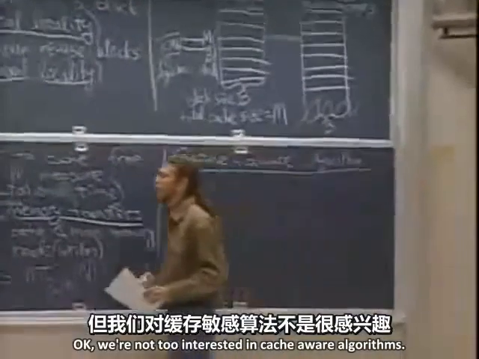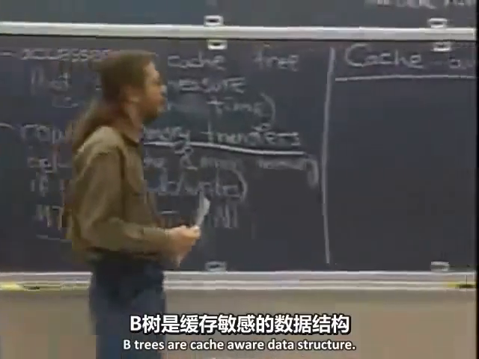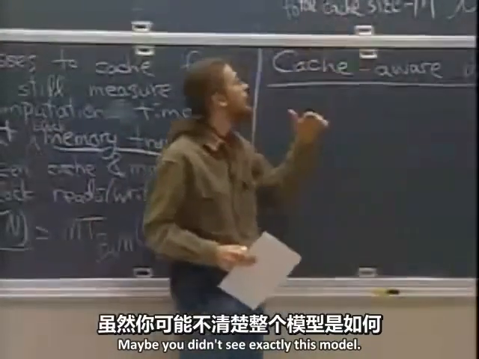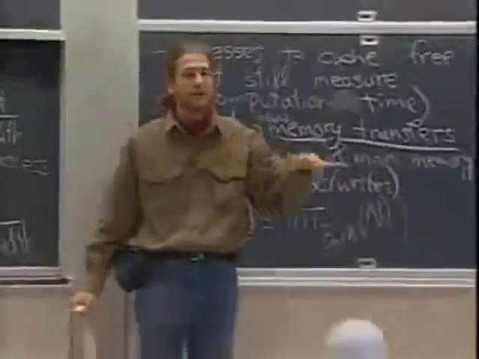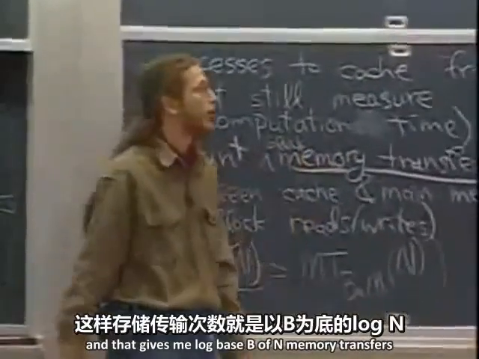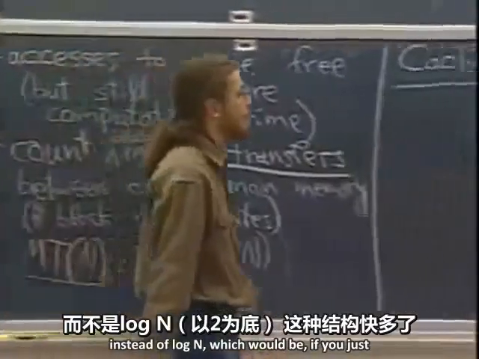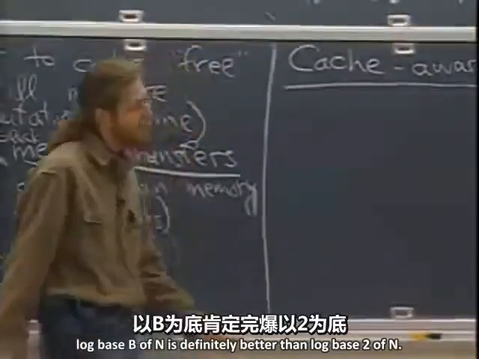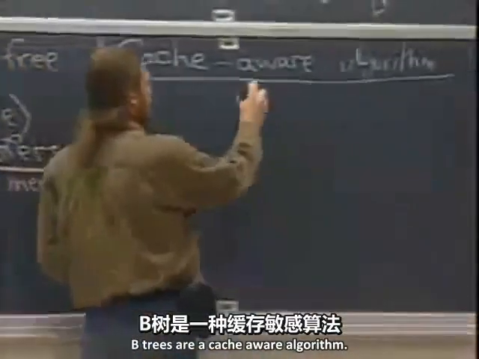Okay, we're not too interested in cache-aware algorithms. We've seen one, B-trees. B-trees are a cache-aware data structure. You assumed that there was some block size B underlying. Maybe you didn't see exactly this model. In particular, it didn't really matter how big the cache was, because you just wanted to know that when I read B items, I can use all of them as much as possible and figure out where I fit among those B items, and that gives me log base B of n memory transfers instead of log n, which would be if you just threw your favorite balanced binary search tree. So log base B of n is definitely better than log base 2 of n. B-trees are a cache-aware algorithm.